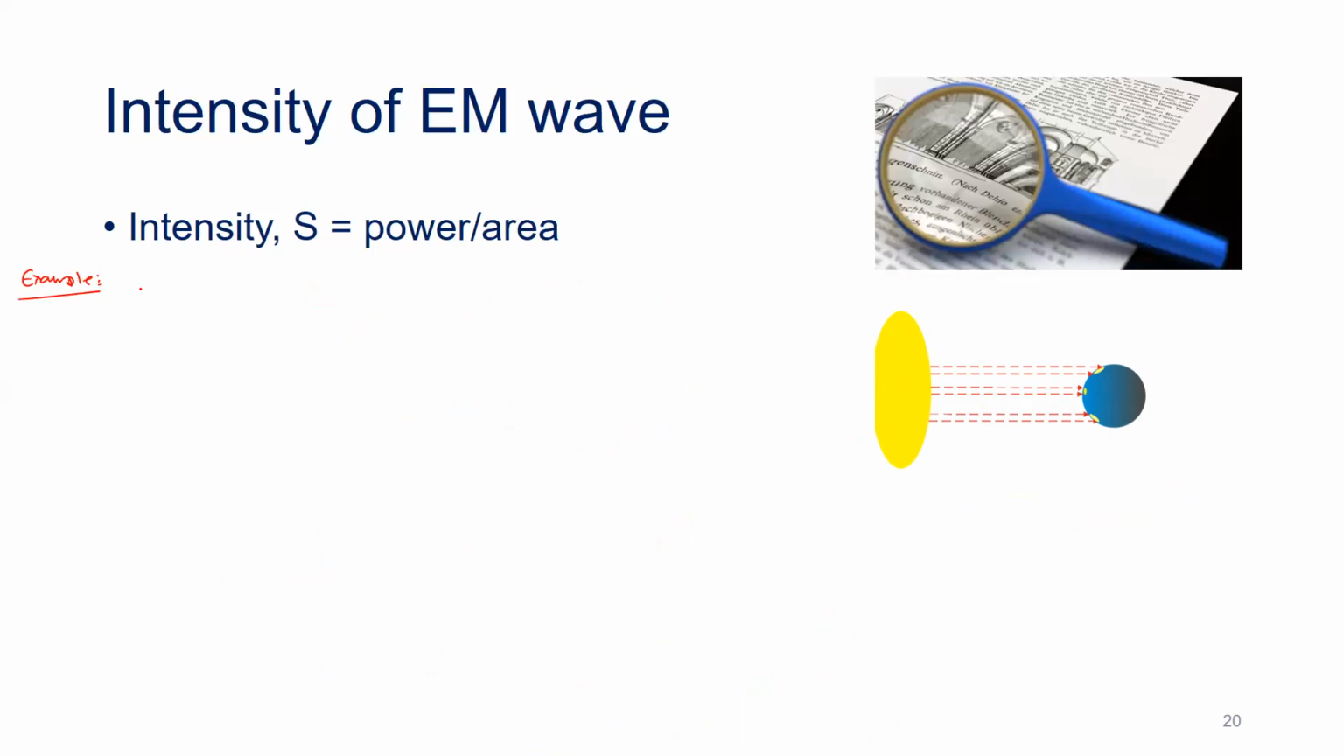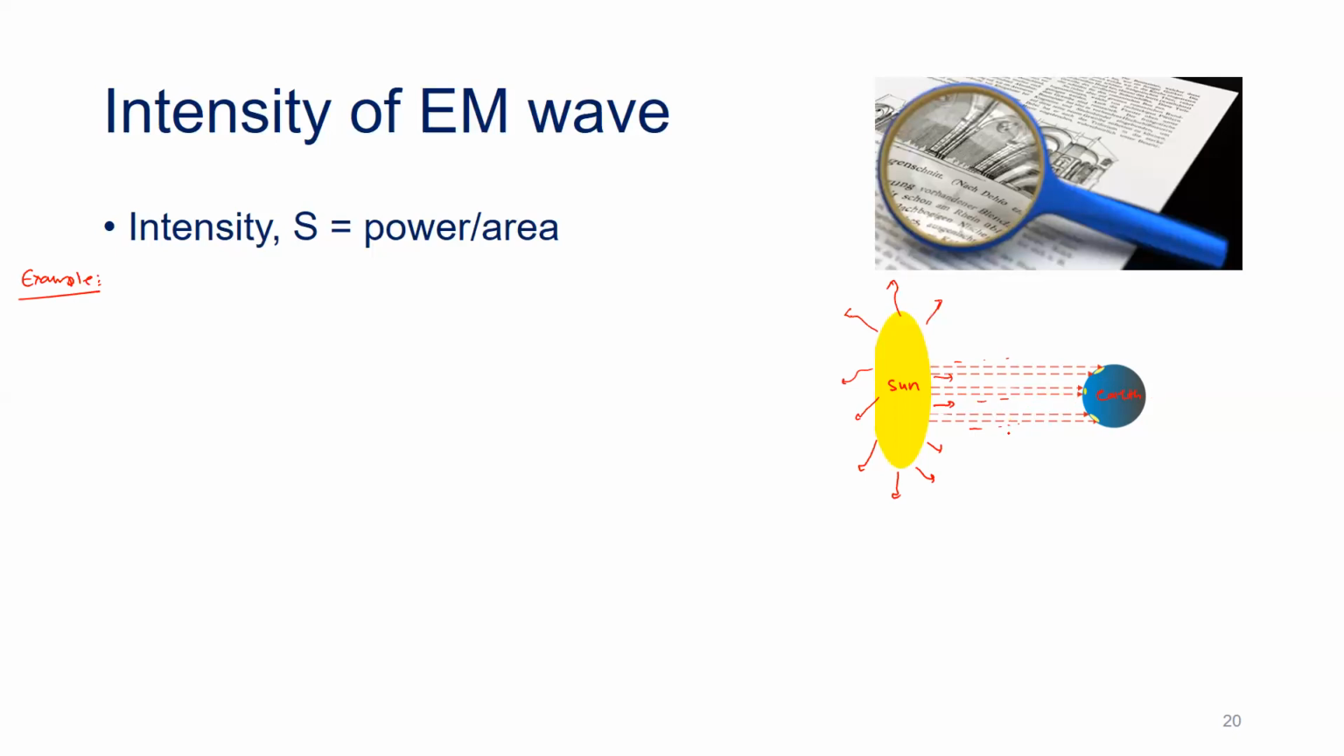The example is, let's imagine you have this sun and this is your earth. And we know that the sun emits radiation in all directions. Some of these radiations, as shown by these lines, are falling onto the earth. They are coming under the earth. So we want to know what is the intensity of these radiations, of these signals, and these radiations are nothing but our electromagnetic wave.